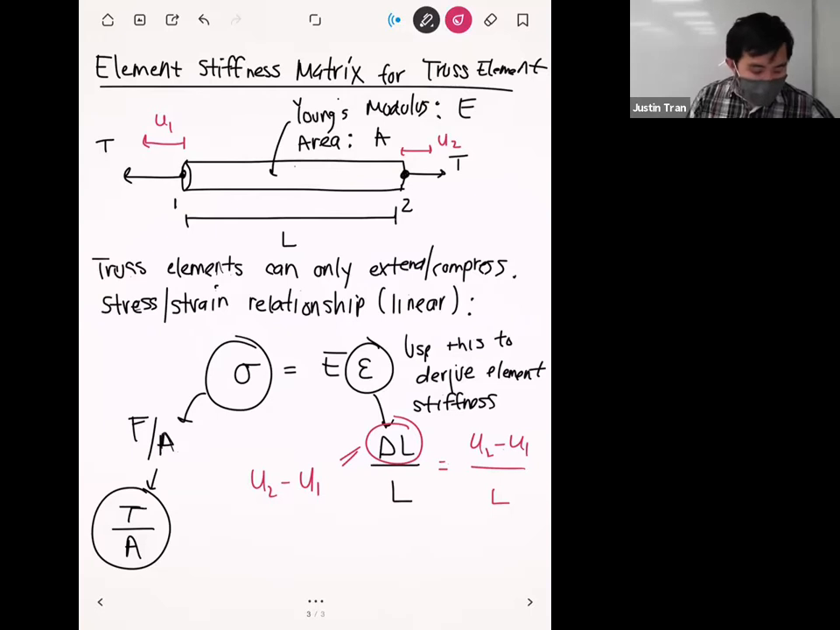All right. Any questions on this? Yeah, just for clarification, the U in this case is still deformation. Yeah, U is deformation. Yeah.